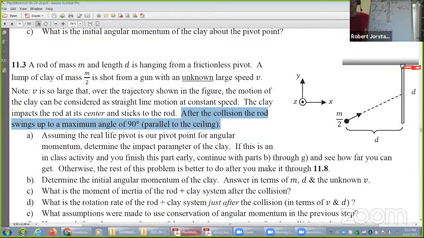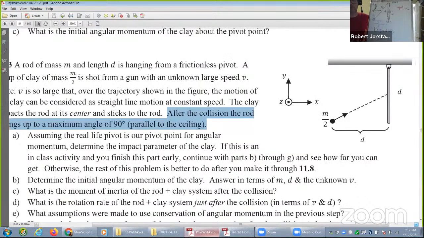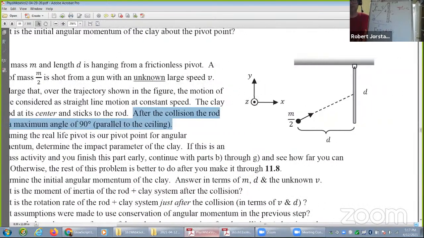Now, in this case, we need to determine the impact parameter. What do you think that is for this problem? Does anybody feel brave and want to try drawing on my screen? I'm going to wait you out. Who's willing to give it a shot? It's okay to be wrong. And maybe I'll help you out a little bit.